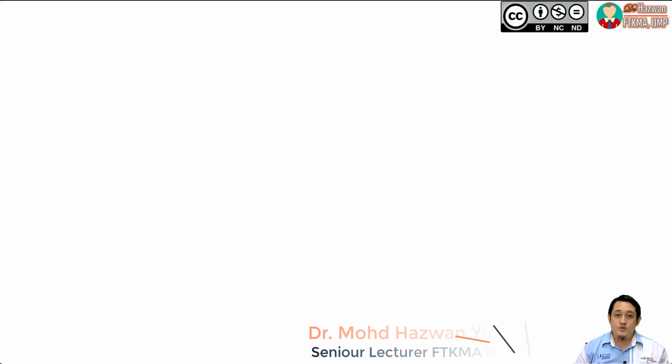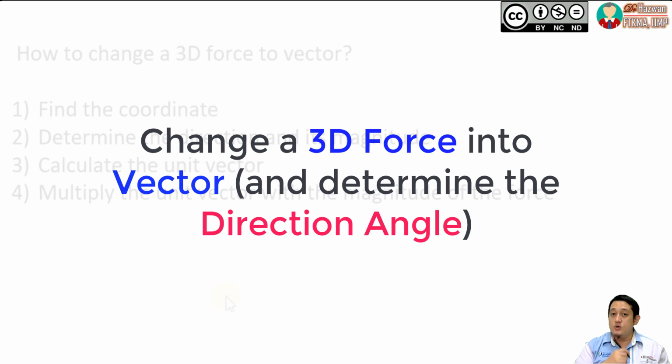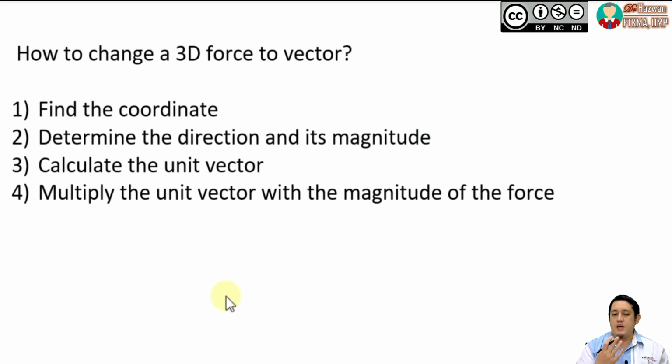Today I'm going to show you how you can change a 3D force to a vector in IJK. So if you are given a force with a magnitude, for example 250 Newton of force, how do you change it into a vector? Please take a look at these four main steps here.